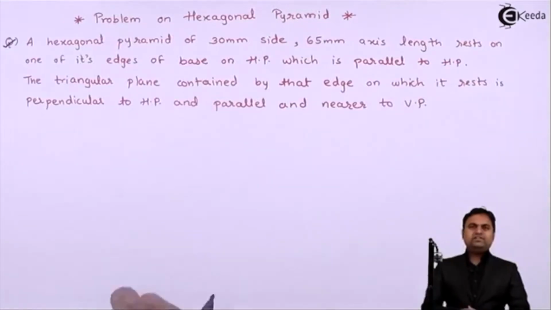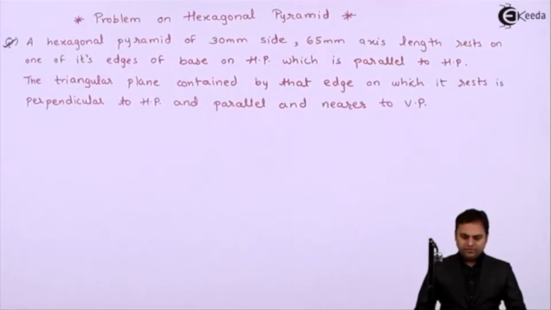Now we have understood that the type of solid is a hexagonal pyramid. So I'll be explaining the conditions regarding the hexagonal pyramid.